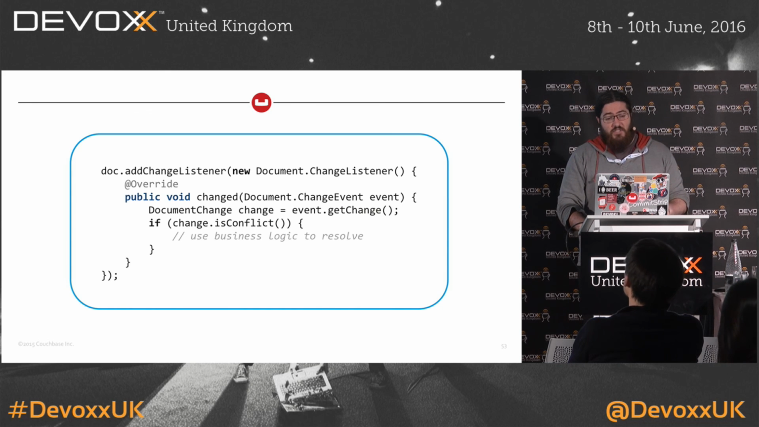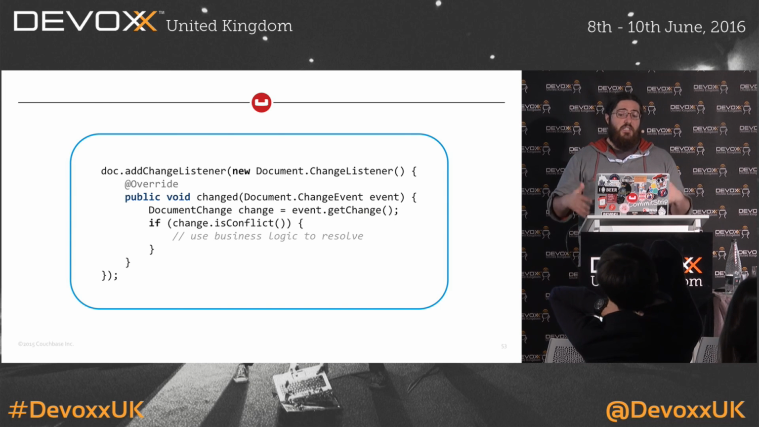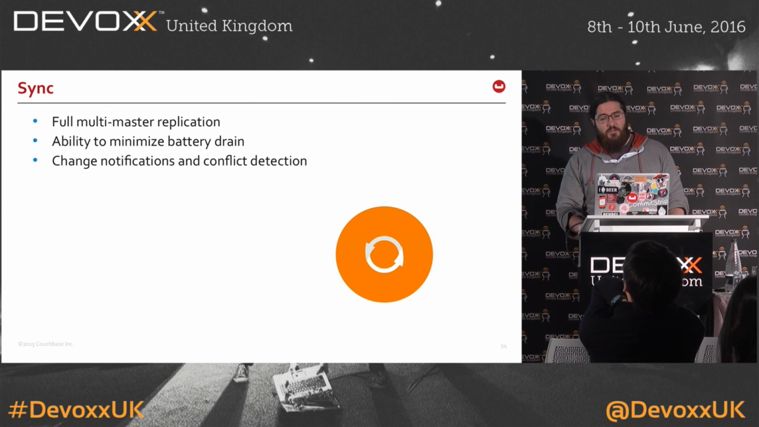This is just a listener example. You take a document, add a change listener, define a listener, and decide what you want to do with it, like conflicts. And then there's the sync function.